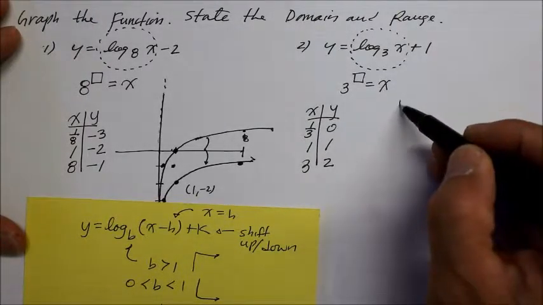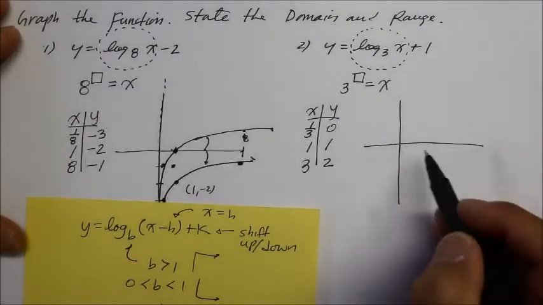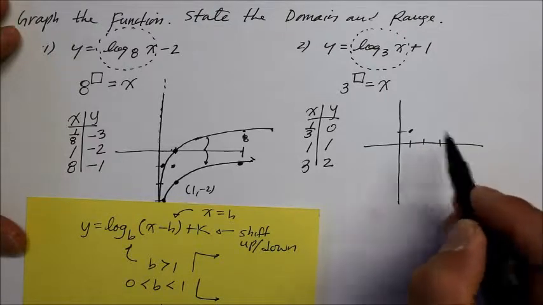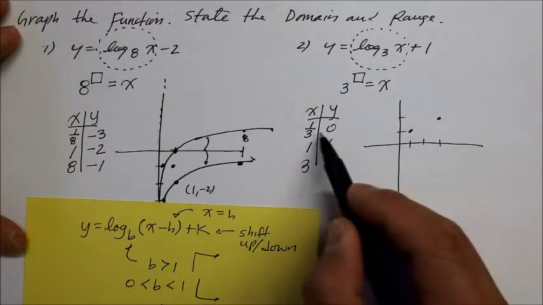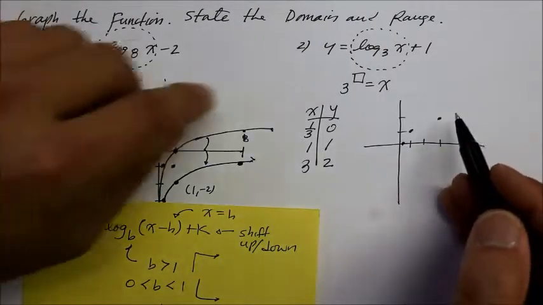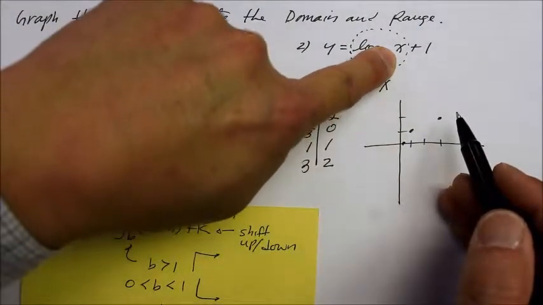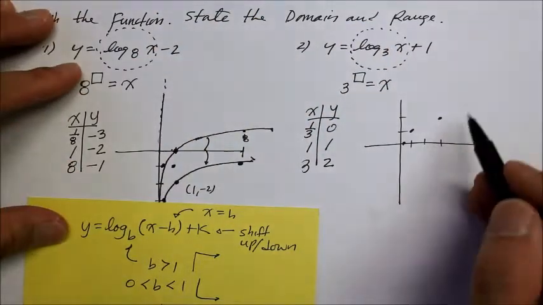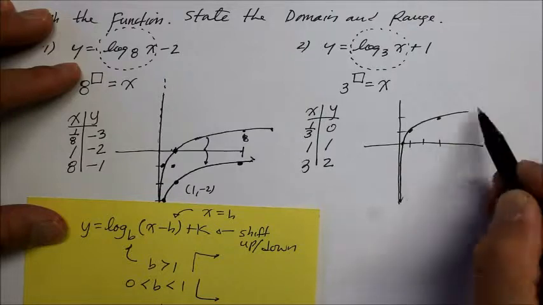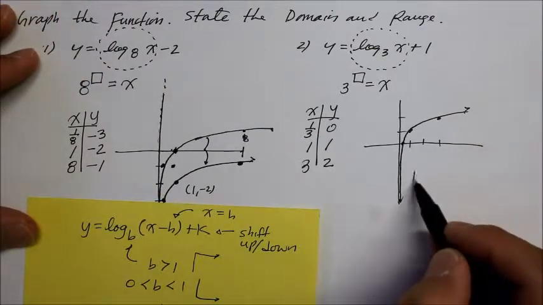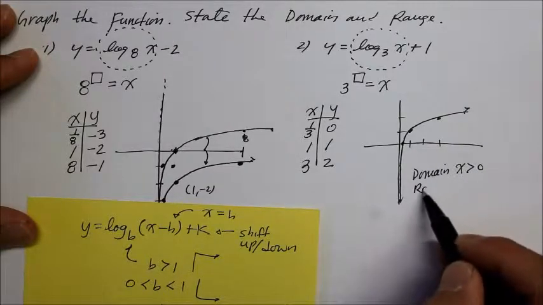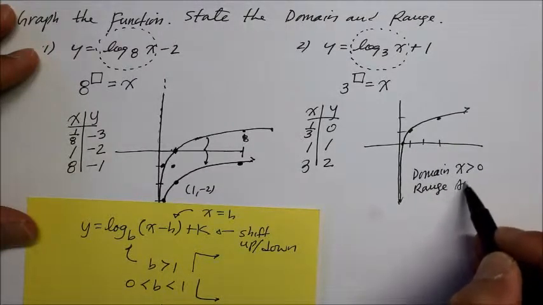We're ready to graph. x is 1, y is 1. x is 3, y is 2. x is 1/3, and y is 0. Again, since the asymptote is x equals 0, it's going to go along the y-axis, where the domain is x greater than 0, and the range is all real numbers.